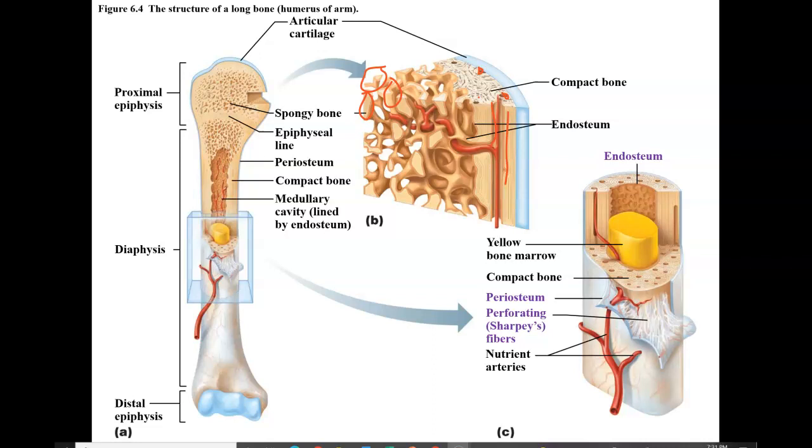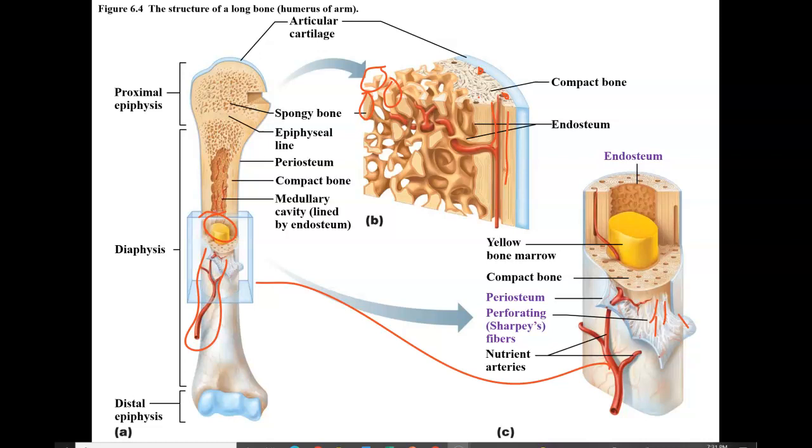So we just looked at the bigger picture of that long bone. Here it is, they put that yellow bone marrow in there. They are showing you how that nutrient artery is kind of weaving through. If you look closer over to this picture here, you can see all these different fibers going through. Those are the perforating fibers, or the Sharpey's fibers.